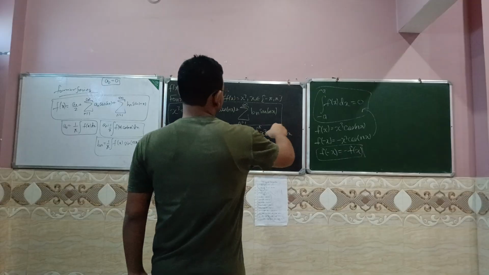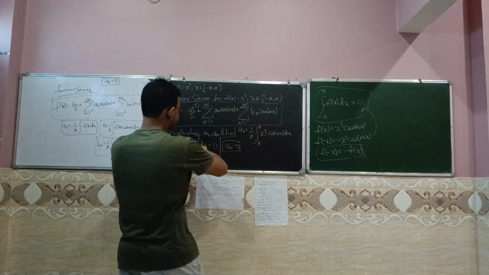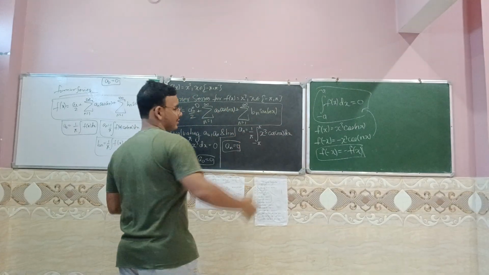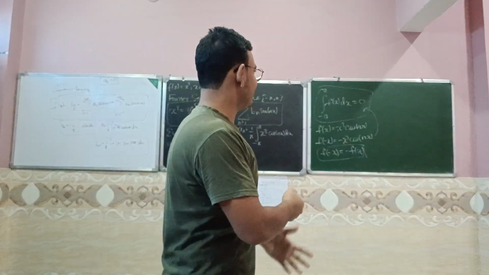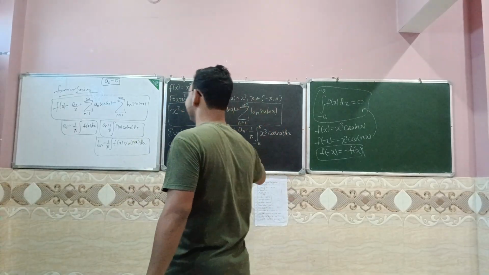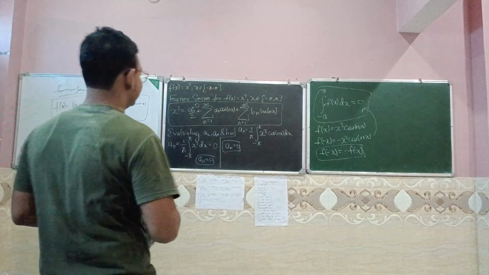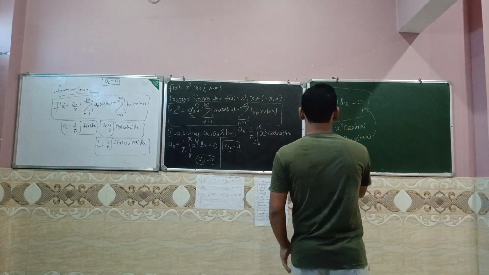Well, look, x cubed is an odd function, sine of nx is an odd function, so they both are going to make an even function, and then we have to evaluate this integral. It's going to be fun. Okay.